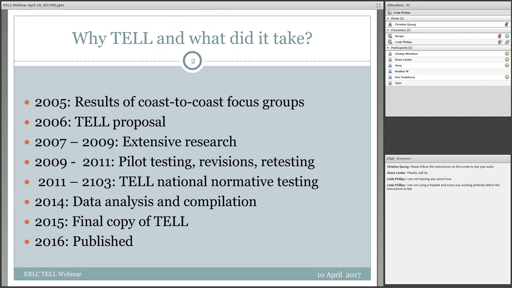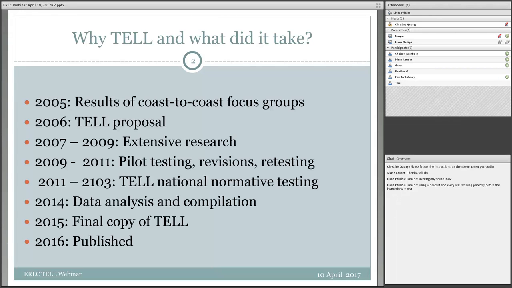So, why TEL and what did it take? In 2005, a research management committee of a National Center of Excellence held focus groups and invited every Department of Education, every school district, and other educational organizations to name four areas of major concern: the need for a Canadian assessment instrument for young children ages 3 to 8 years of age was on the top of the list. So in 2006, we were asked to write a proposal and to compete nationally for funding. In 2007, we learned we were successful and began a comprehensive literature review and started the development of TEL.